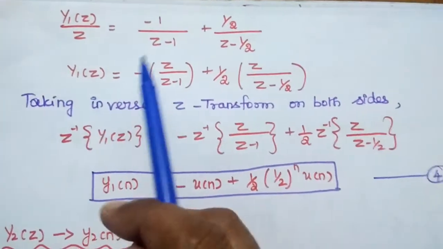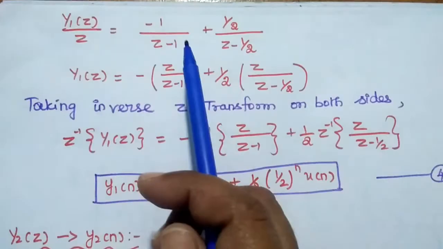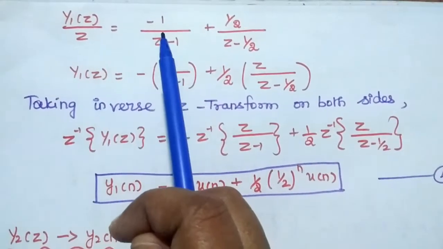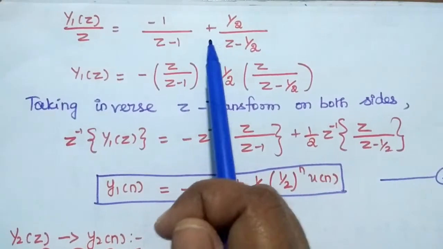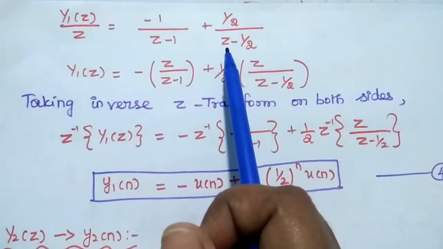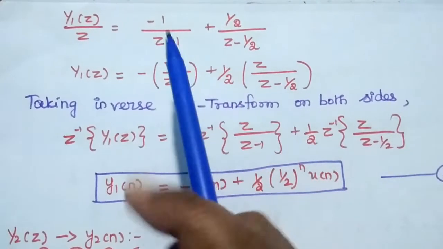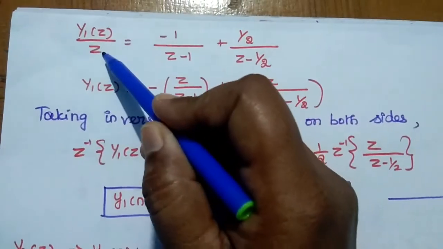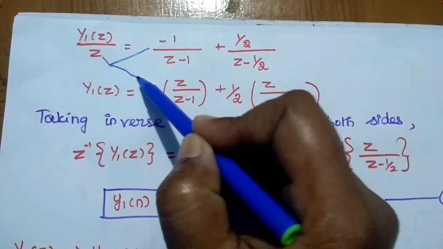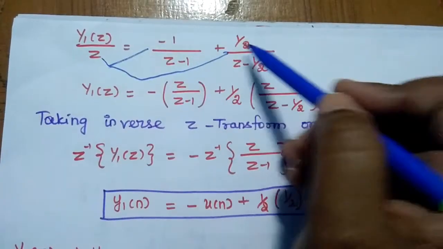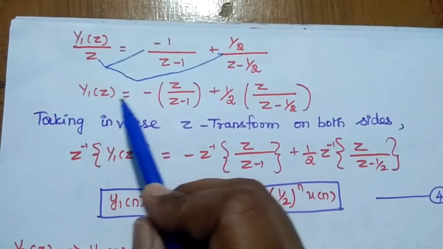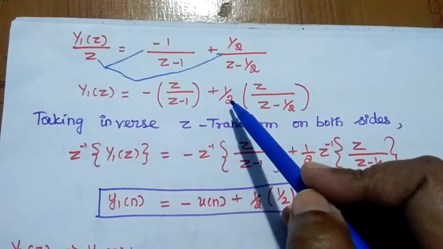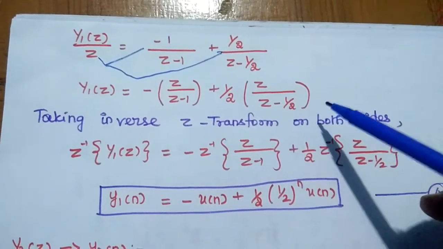After getting the values of a and b, we have to substitute those values in that equation. Y1 of z by z is equal to minus 1 divided by z minus 1 plus 1 by 2 divided by z minus 1 by 2. Okay. So in the last step, before taking the inverse z transform, we have to move this z to the right hand side. This z is common for both the terms. So y1 of z is equal to minus z divided by z minus 1 plus 1 by 2 z divided by z minus 1 by 2.